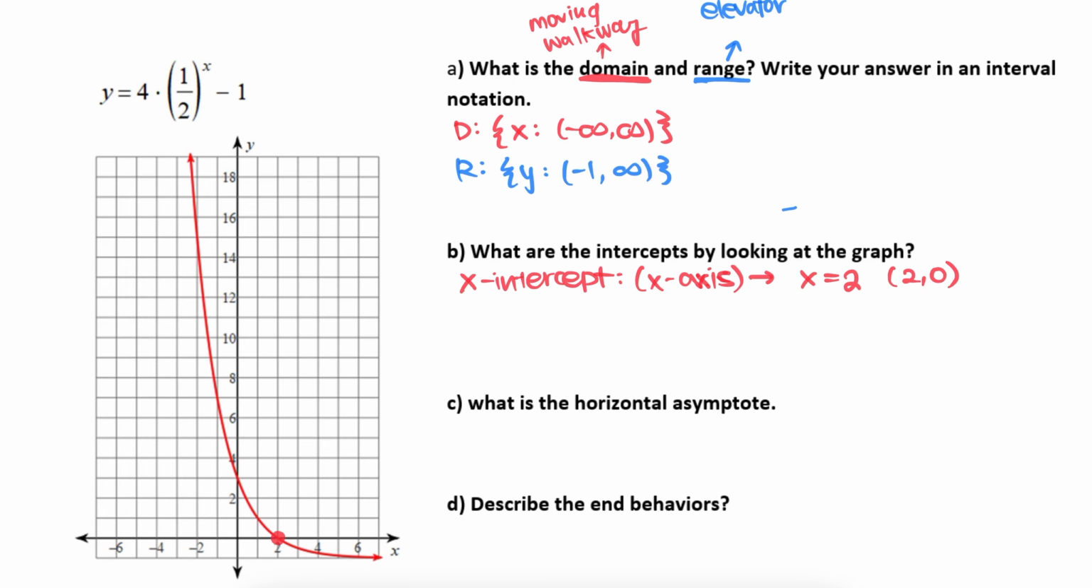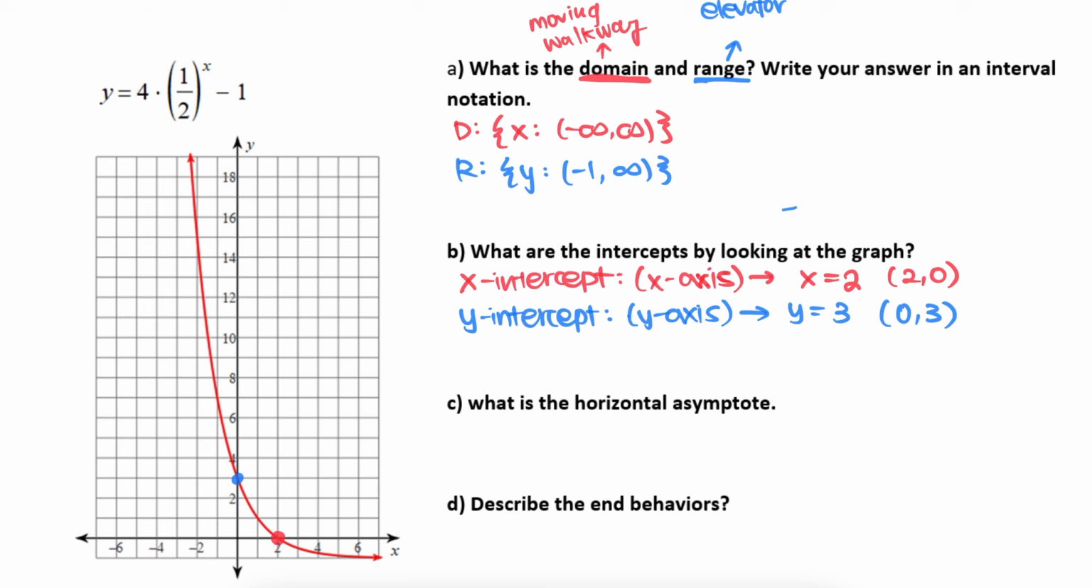X-intercept is when y is equal to 0. Y-intercept is when x is equal to 0, and it is always on the y-axis. So it should be this one, okay? Always on the y-axis. Y is equal to 3. If you were to put that as an ordered pair, it should be 0, 3.